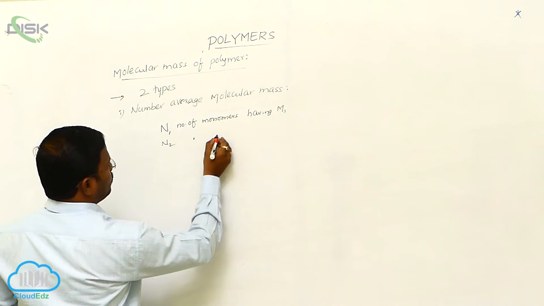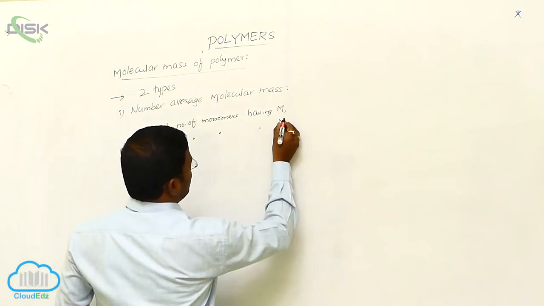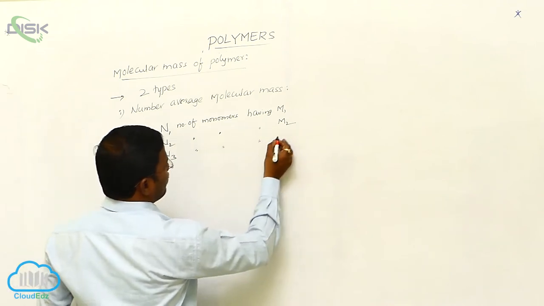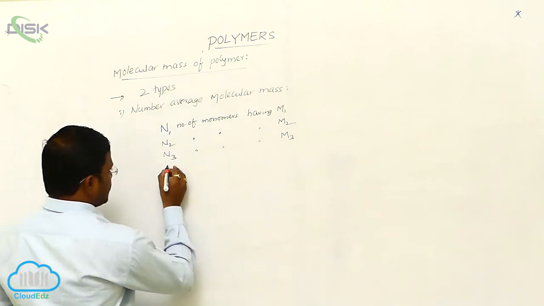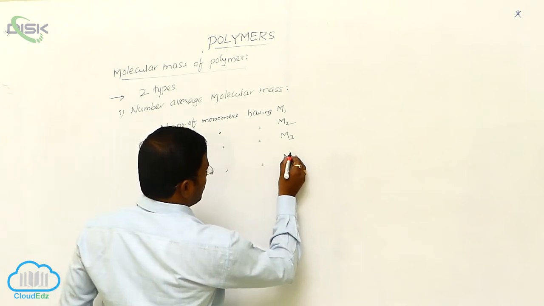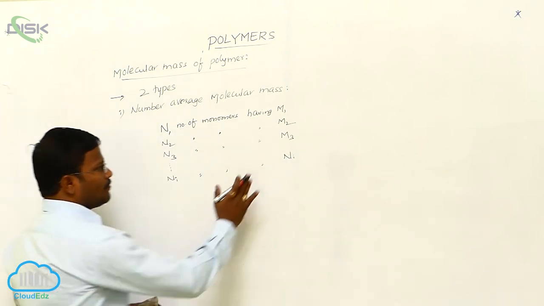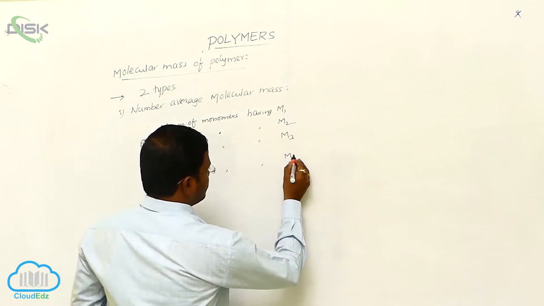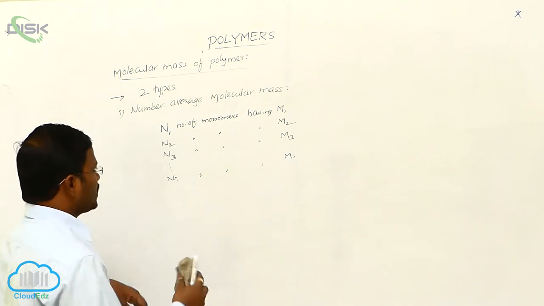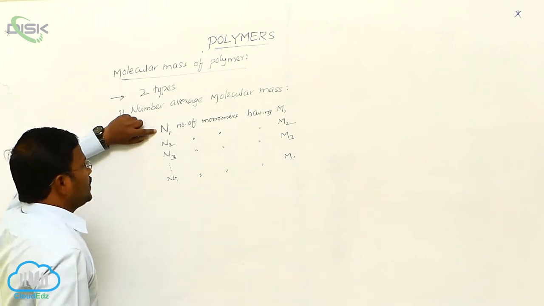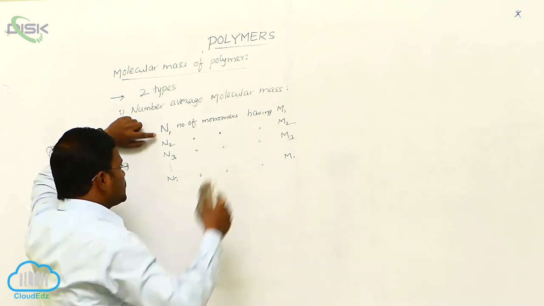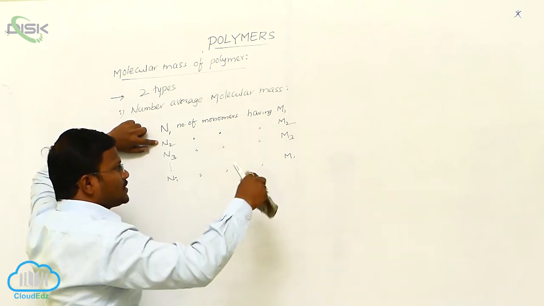Similarly, n2 number of another monomers having m2 mass value, n3 number of monomers having m3 mass value. It continuously takes place, which indicates ni number of monomers having mi mass value. Means polymer may be with similar monomer or different types of monomer reacted with each other. So in any polymer, n1 number of monomers which consists of m1 atomic or molecular mass, n2 number of monomers which consists of m2, etc.